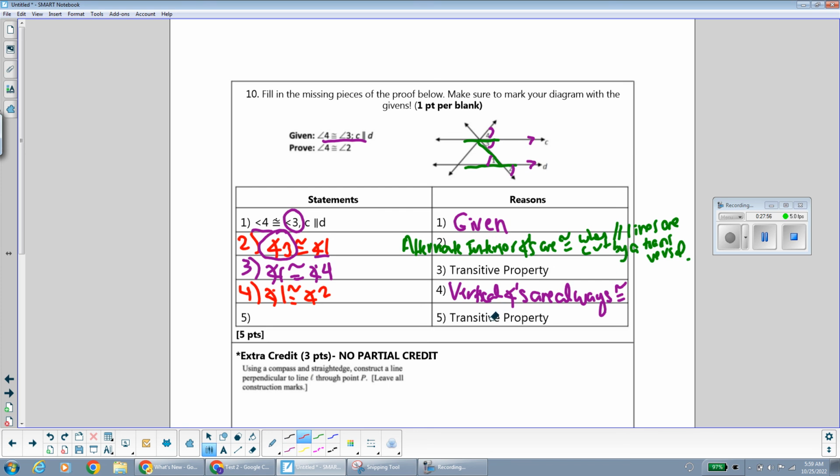Finally, I see transitive property again, so let me take a look. Now everything has the same marking. So it's kind of confusing for me to figure out where I want to go from here. Luckily, I remember to keep my goal in mind. My goal is to prove that angle 4 is congruent to angle 2. And I see that in my previous two steps, angle 4 and angle 2 were both congruent to the same angle 1. So that does make them congruent to each other by the transitive property. And remember, your proof always ends with what you're trying to prove.